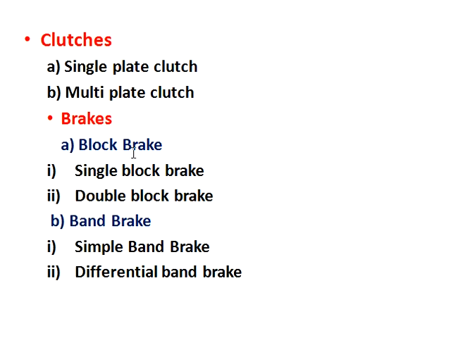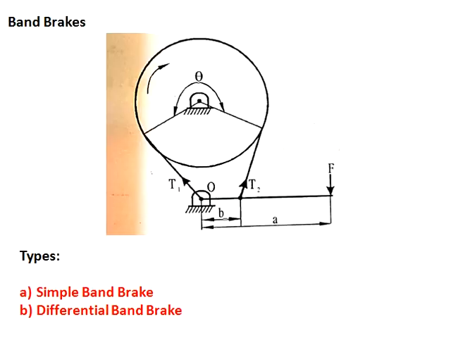This block brake is divided into single block brake and double block brake. In single block brake, there will be only one shoe or block attached to drum, whereas in double block brake, it consists of two blocks or two shoes on opposite sides of drum. And moving on to next topic, band brake. This band brake is again divided into two types, simple band brake and differential band brake.